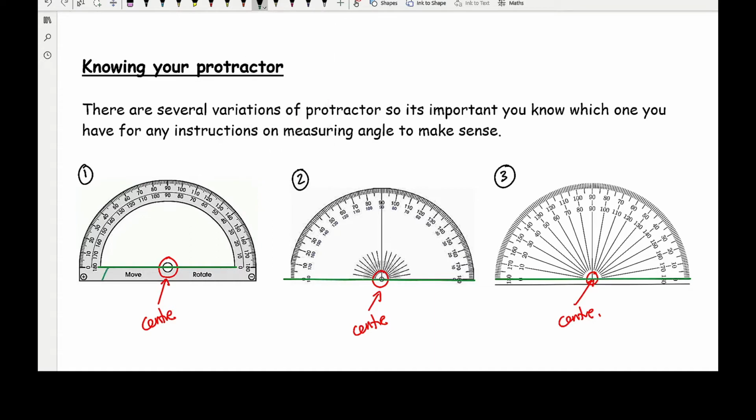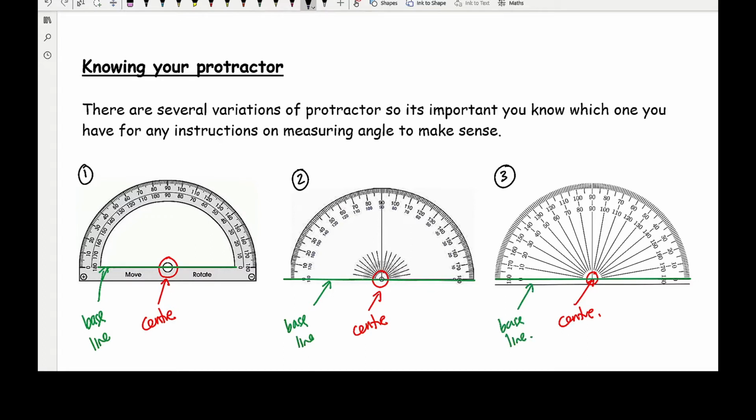In terms of recognizing that, there's my baseline on this protractor, and my baseline on this one is the edge. And for the third one, again, the baseline is a line that connects the 180 to 0 at opposite ends of your protractor. Now the next one that we need to be aware of is the 0.